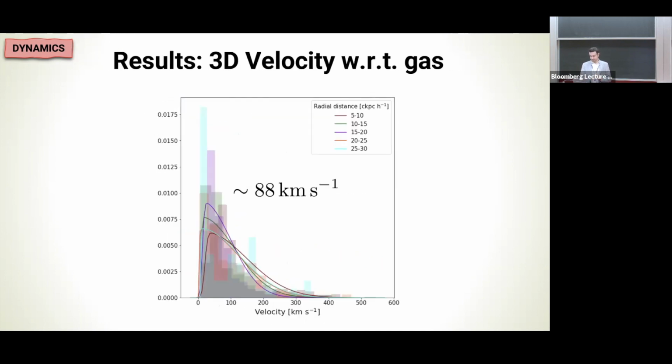And yes, to conclude this part, you see, typical velocities with respect to the neighboring gas are much lower, and this may be important for accretion properties of intermediate mass black holes, because if the velocity of the gas around them is lower, then it's easier for the gas to fall onto the black hole.